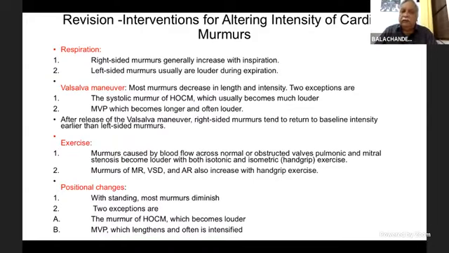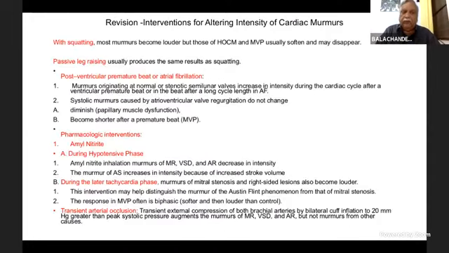Right-sided murmurs increase, left-sided murmurs are louder during expiration. Valsalva maneuver we have discussed. Exercise, of course, is important, but as a dynamic auscultation, we don't do much. Positional changes we have discussed in detail. Similarly, with squatting, we have discussed the passive leg raising.